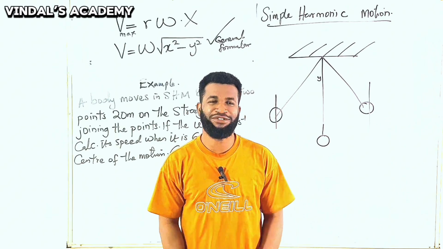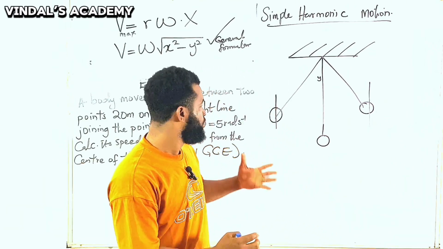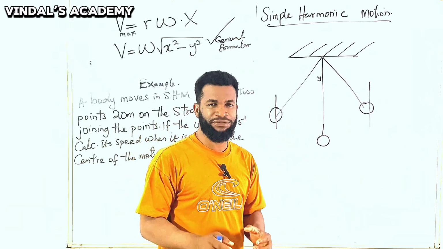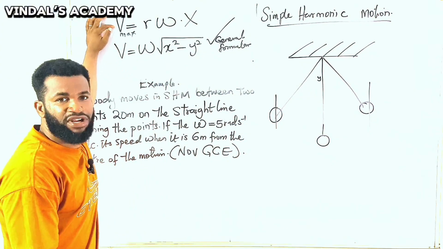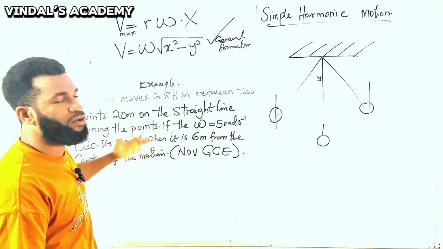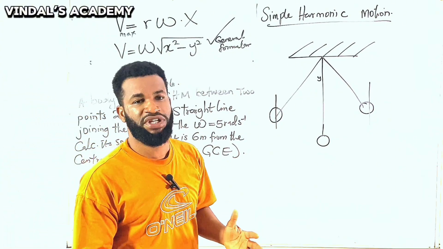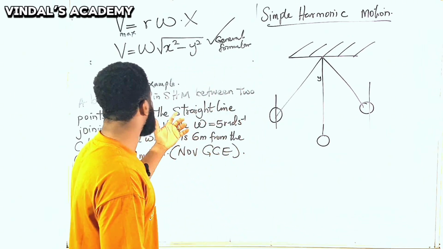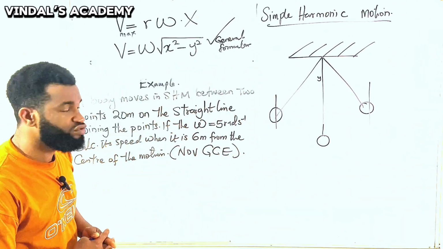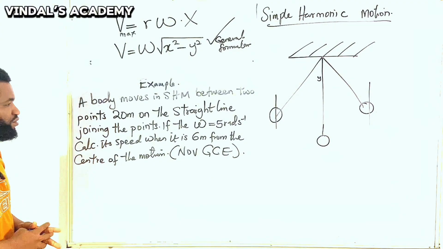Okay, you're welcome again to VINDAL'S Academy, and this is the follow-up to the explanation I gave you that this formula is not the right formula to be used while solving for linear velocity of a body undergoing simple harmonic motion. So let's look at this question from GCE 2012.